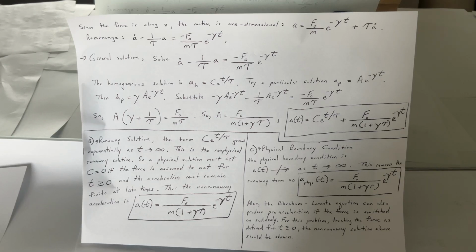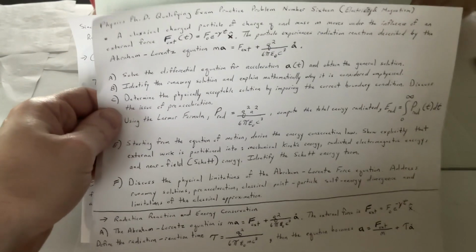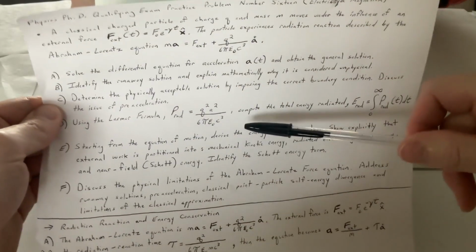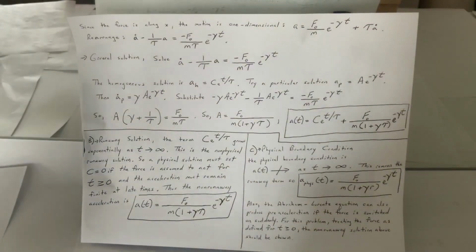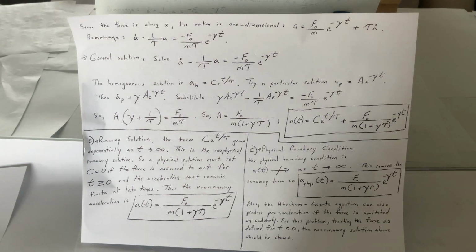For letter D, it says using the Larmor formula P_rad equals q squared a squared over 6 pi epsilon naught c cubed, compute the total radiated energy E_rad equals the integral from 0 to infinity of P_rad(t) dt. Just if you want to go back here, this is letter D.